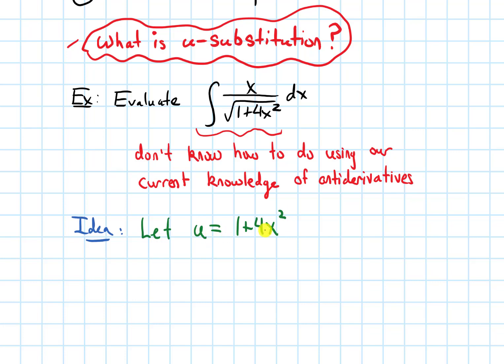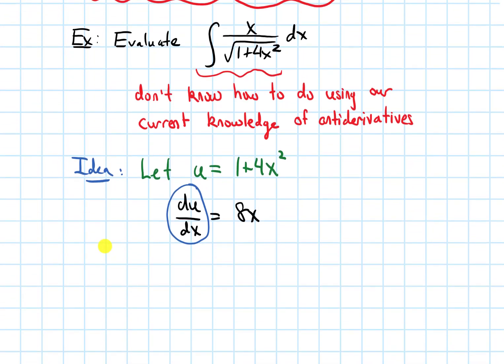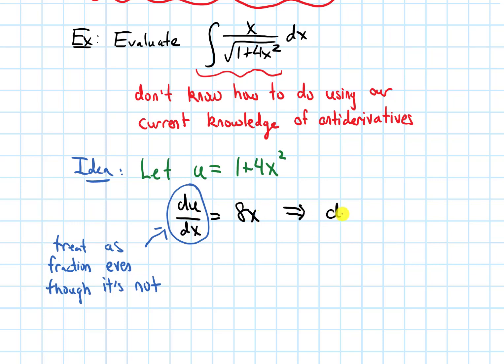And then I'm going to take the derivative of this. So du dx, this derivative will be 8x. And now the du dx, we've learned before that this is just a notational thing. It's not technically a fraction, but I'm going to treat it like a fraction, even though it's not. And let's see what happens. I'm going to move the dx over. So I'll get du equals 8x dx.